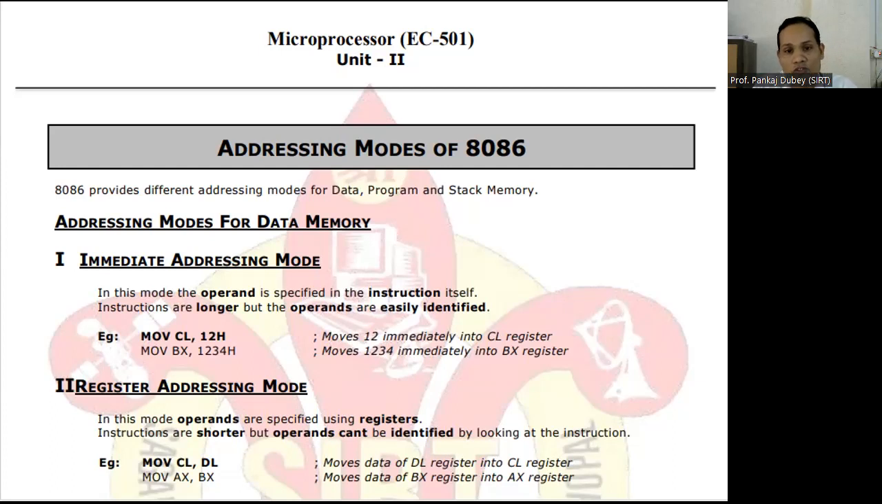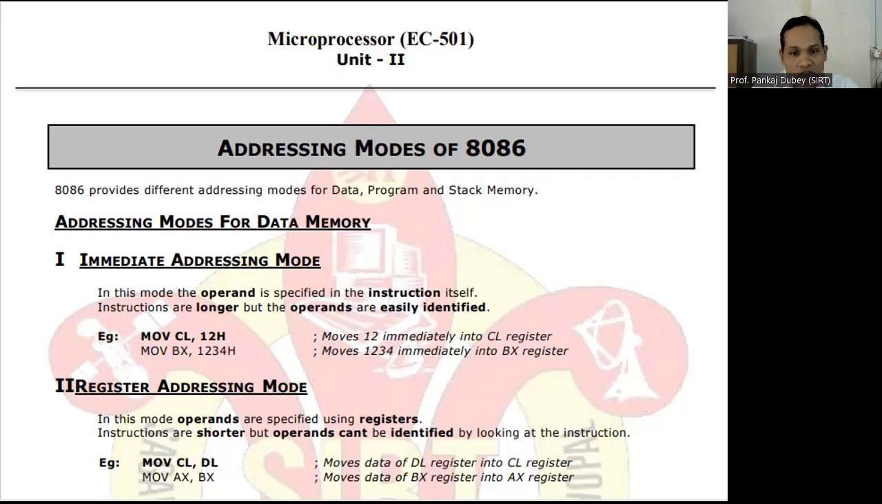So now we use BX. BX is a 16-bit register and 1234 is also 16-bit immediate data. Now the instruction is MOV BX, 1234H. This instruction transfers 1234H immediately into the BX register.